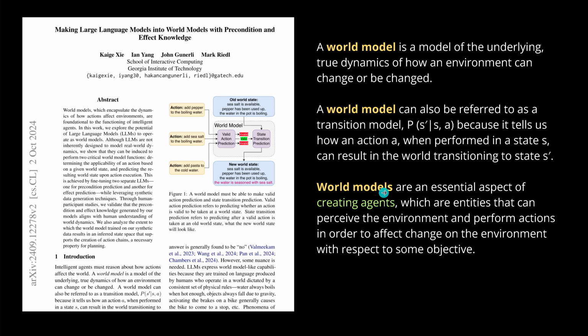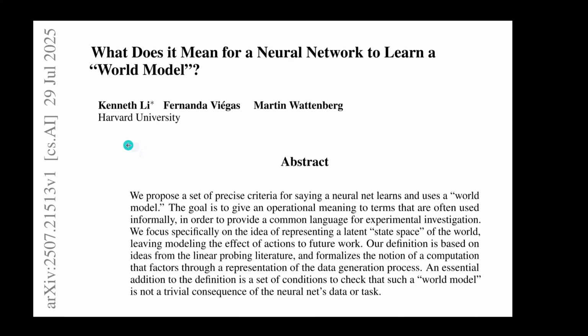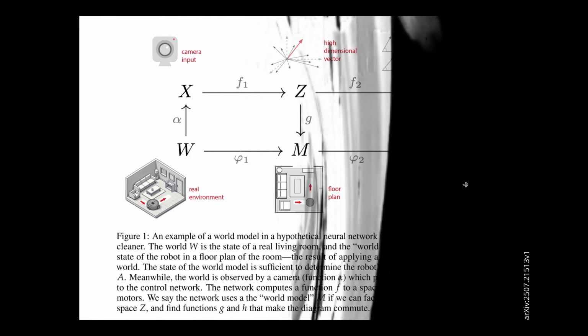So we are connecting here also to the world of the agents. Now, if we go to the latest literature, end of July 2025 from Harvard University, you can have a completely different perspective, if you prefer this: a world model seen from a pure mathematical mapping perspective. They focus on representing a latent state space of the world and leave modeling the effect of actions to future work. So we even go with a simplification with Harvard University.